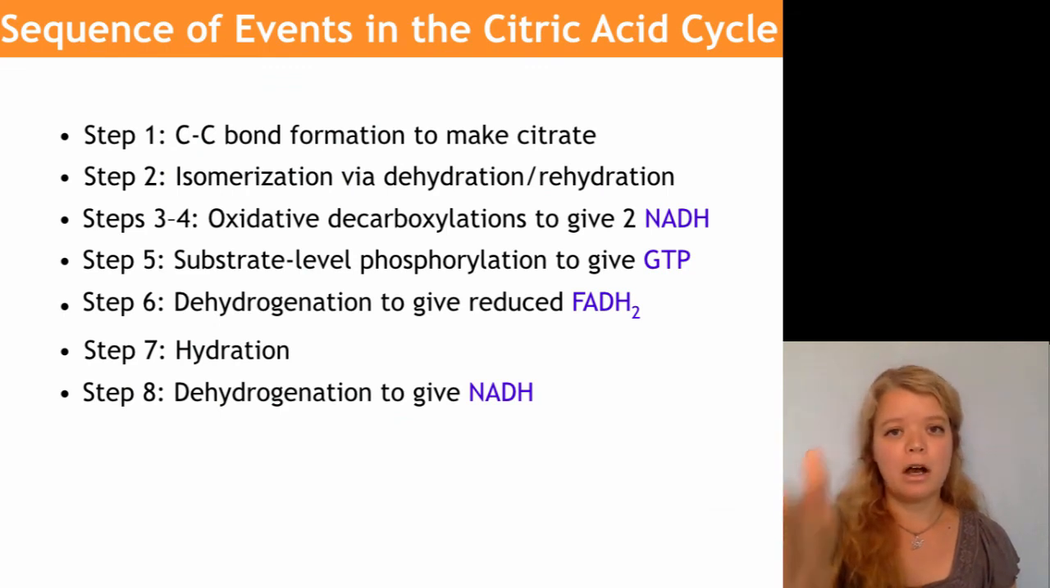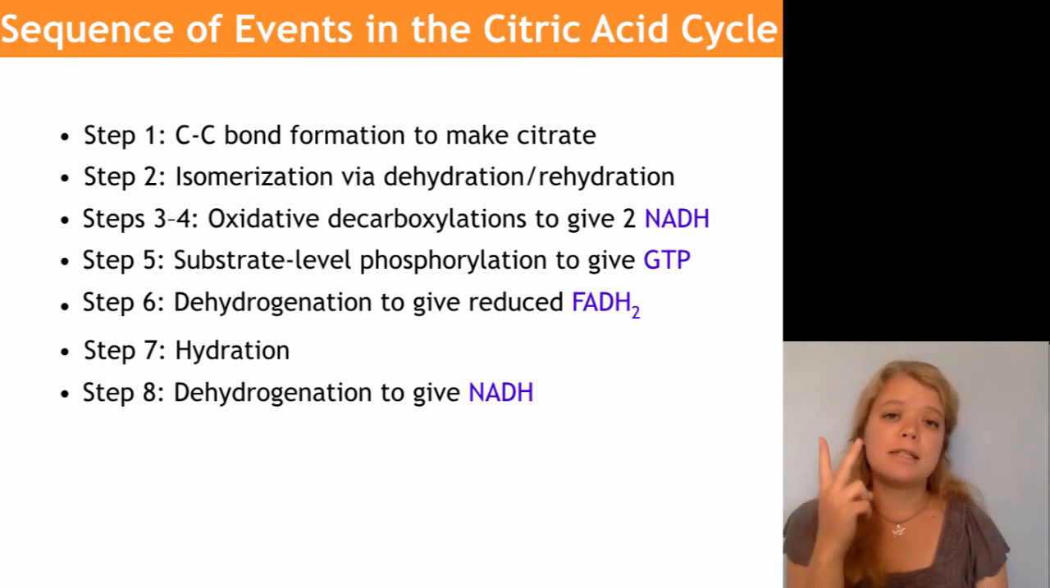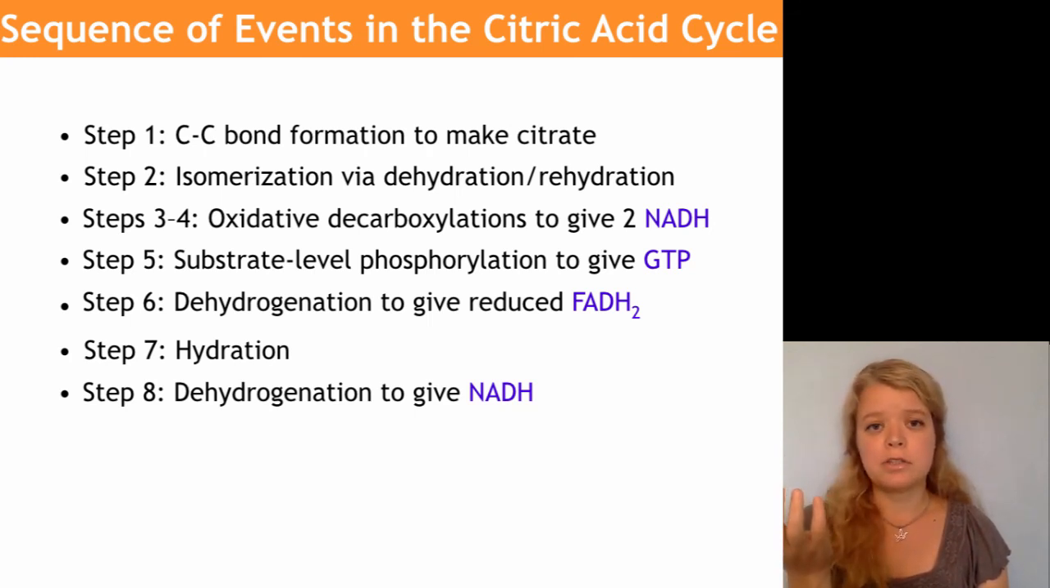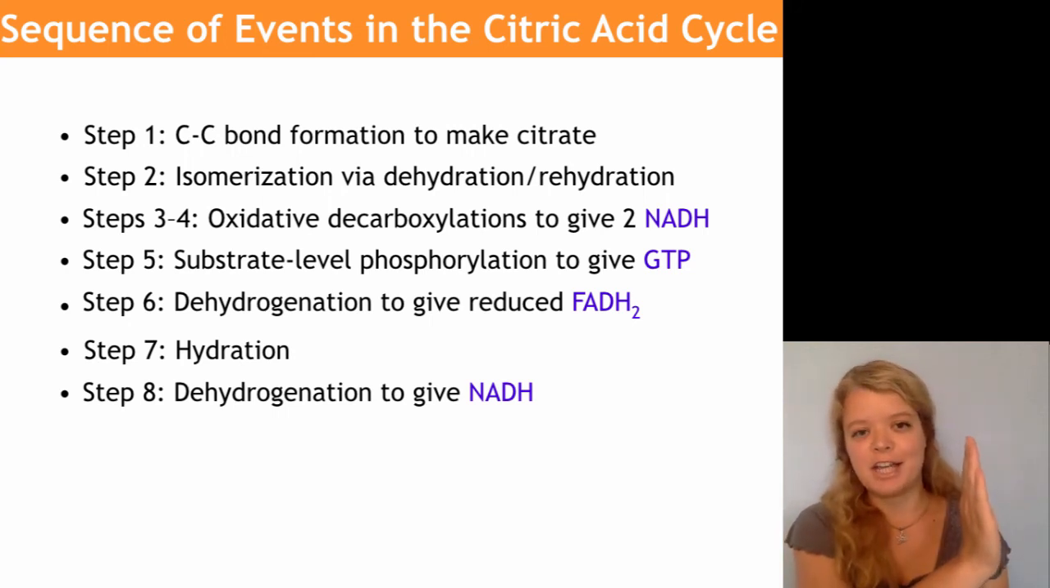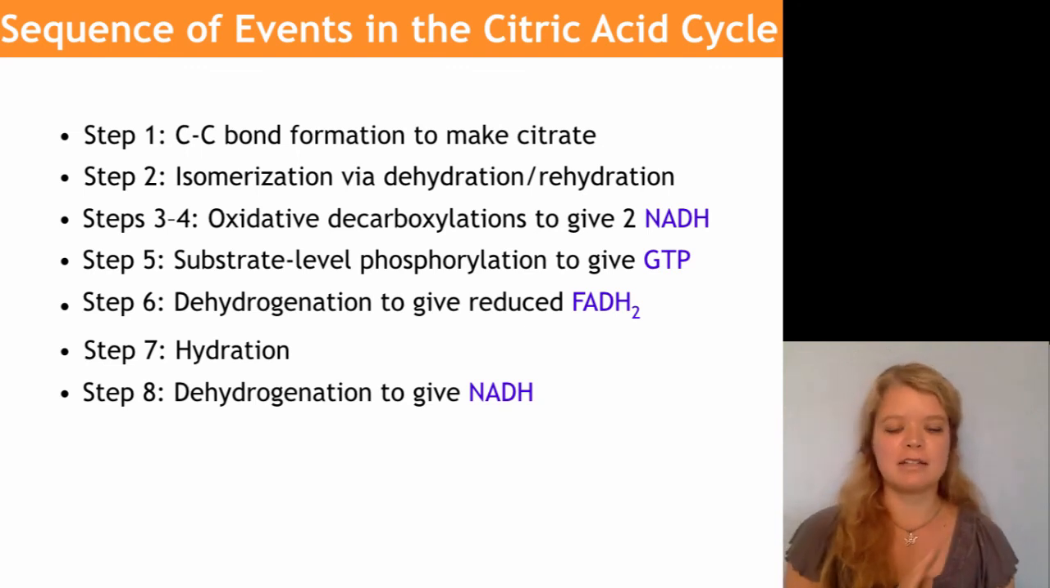And this is a summary of the 8 steps of the citric acid cycle. Again, first we make citrate by forming a carbon-carbon bond between the acetyl part of acetyl-CoA and oxaloacetate. Then we isomerize citrate to form isocitrate. Then we start harvesting NADHs and releasing carbon from the molecule, ending up with succinyl-CoA, which is then converted to succinate, fumarate, malate, and oxaloacetate during the recovery phase of the citric acid cycle.